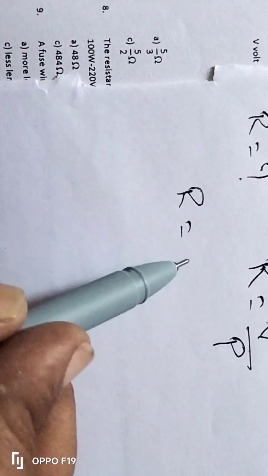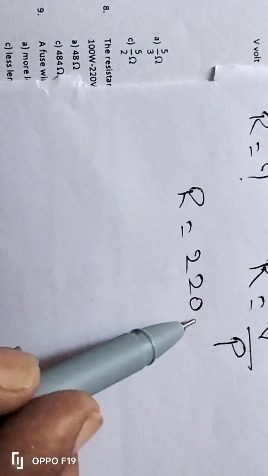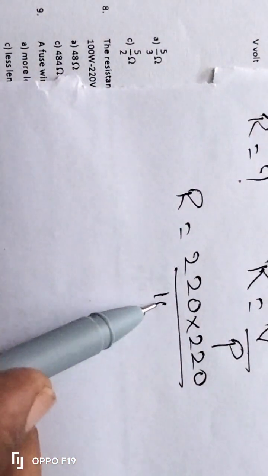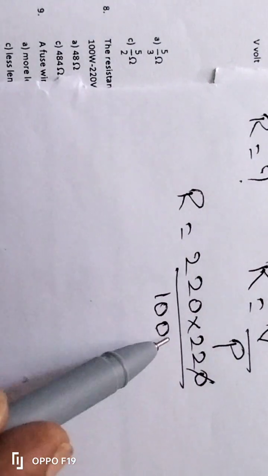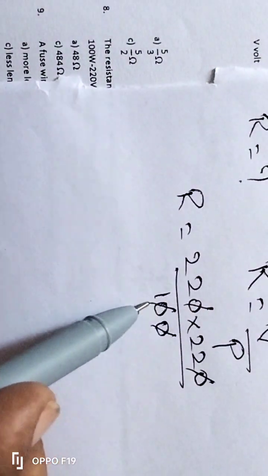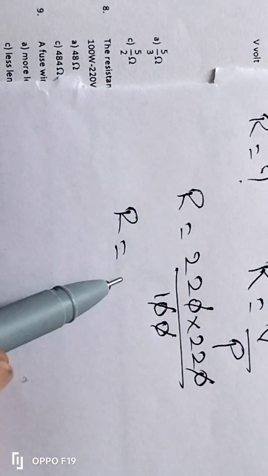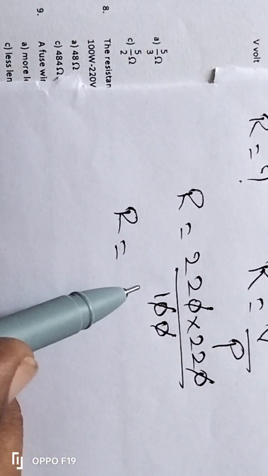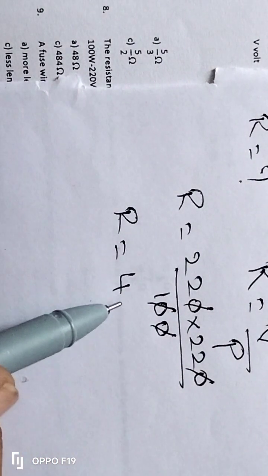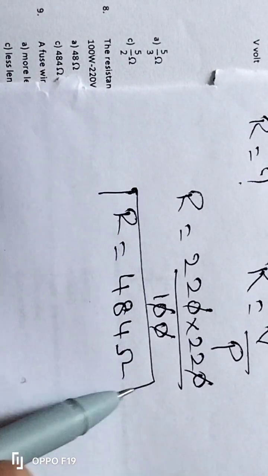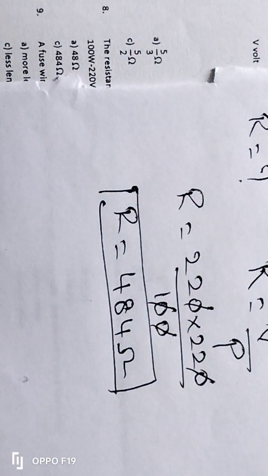R is equal to, what is V square? 220 into 220 divided by, what is P? It is 100. So 0 0 cancel. Here 1 0 0 cancel. So R is equal to 22 into 22. 22 22s will become 484. So resistance is equal to 484 ohms.